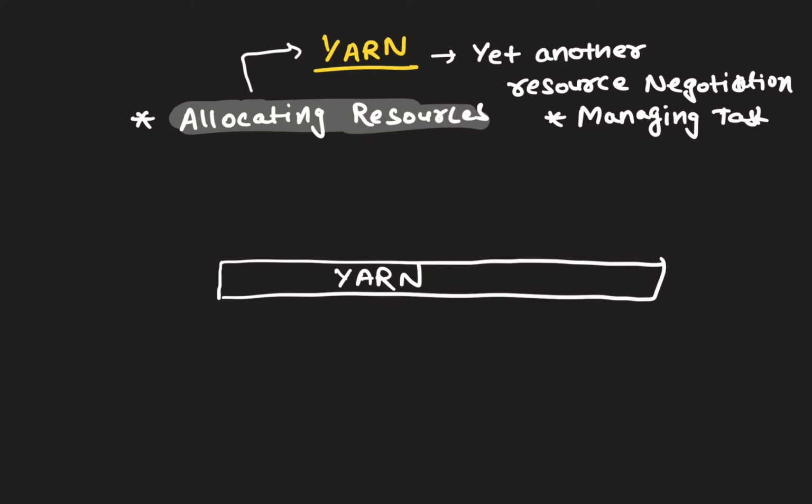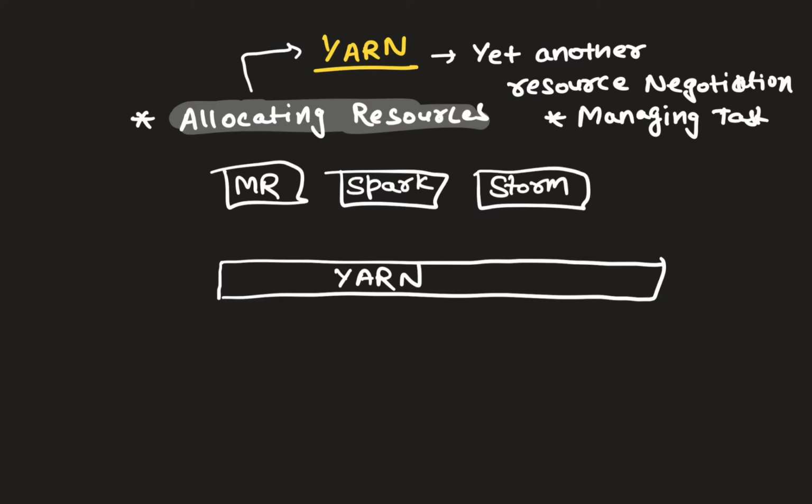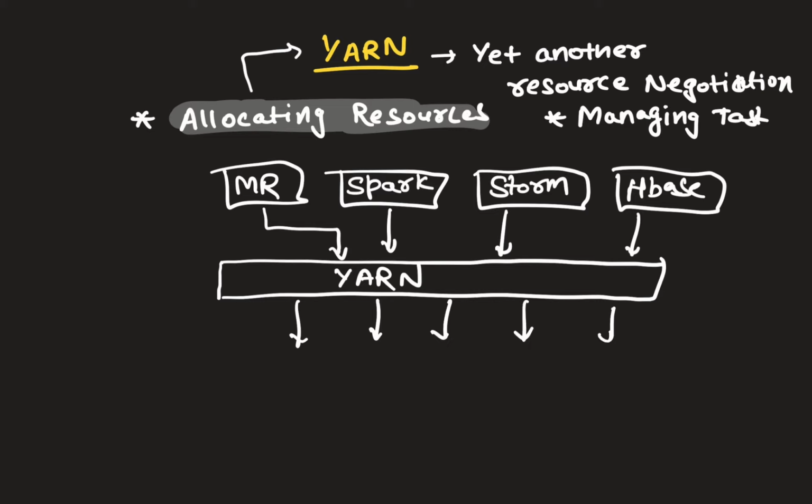So now any framework, let's say it is MapReduce, or your Spark framework, or Storm, or HBase or Hive, any framework that wants to leverage resource management, if they need resources in your Hadoop cluster, they can get the resources. All of these frameworks can get the resources from Yarn. Yarn will provide these resources to each of the frameworks, and then it will submit the job onto different nodes in the cluster, right?